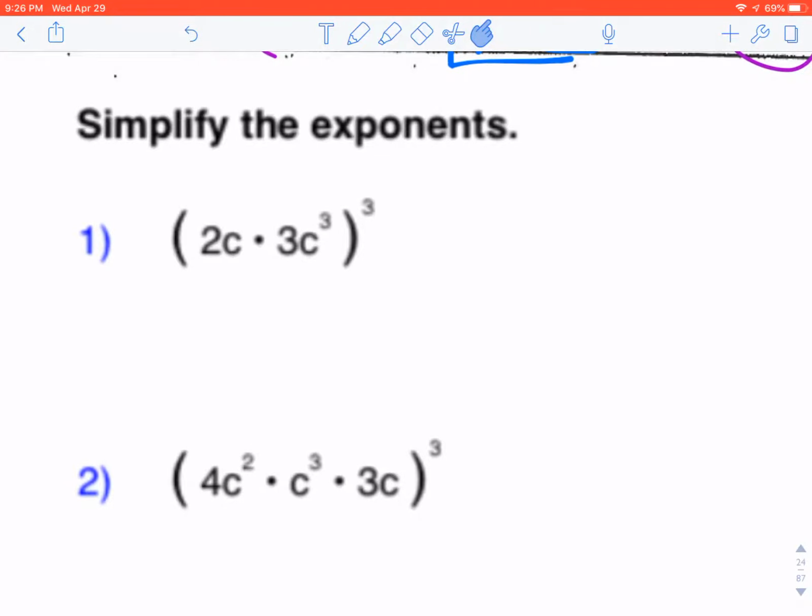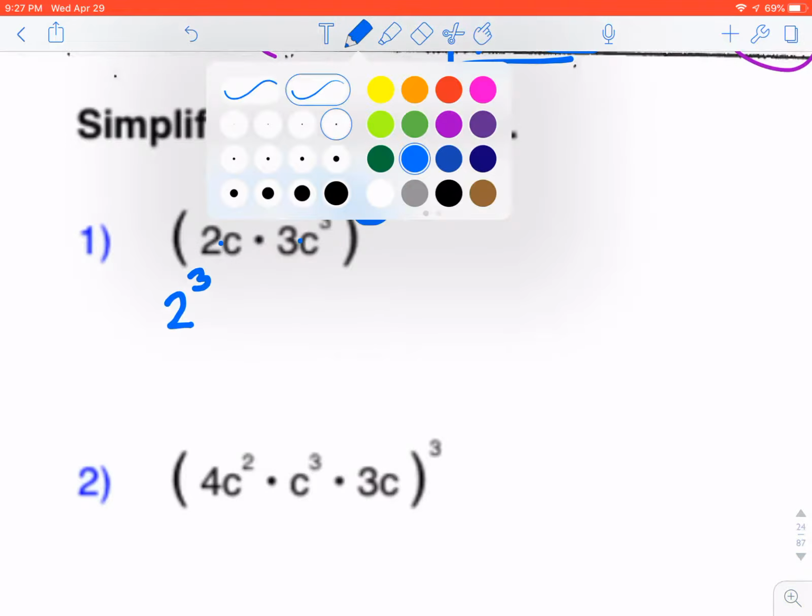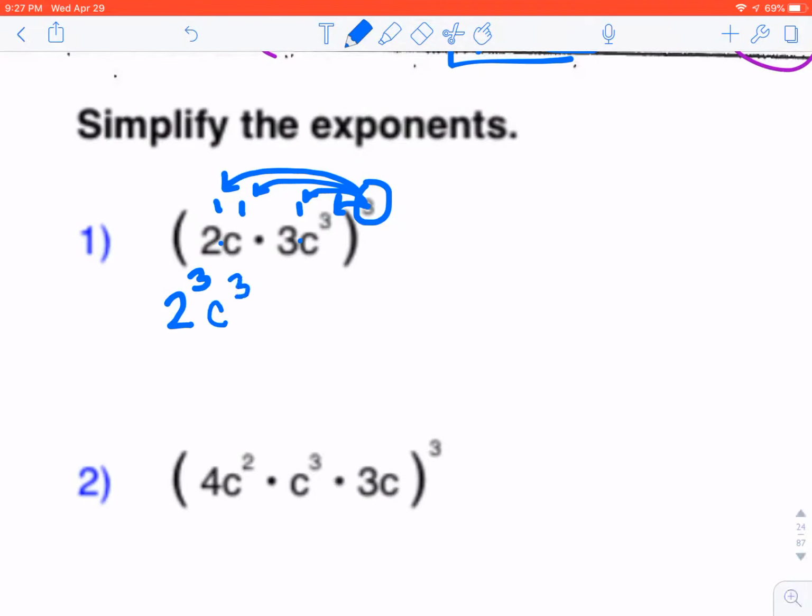Okay, so number 1. The first thing I want you to do is put a 1 above all the terms that you don't see an exponent on. And if you want to put a multiplication symbol between your 2 and your c and your 3 and your c, you may do that. You will then clear these parentheses, which is the same thing as saying, since you have a power to a power, you are multiplying this 3 to all the other exponents. So you would get 2 to the third, c to the third, 3 to the third, c to the ninth.